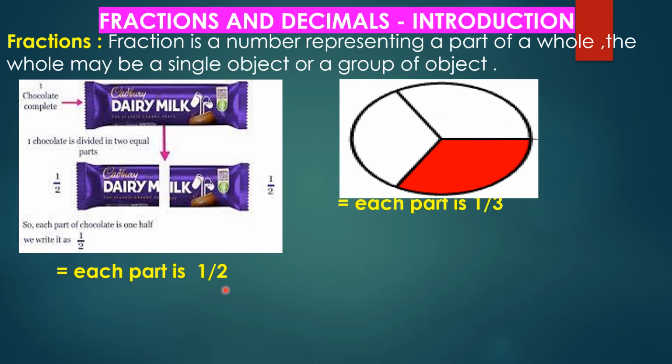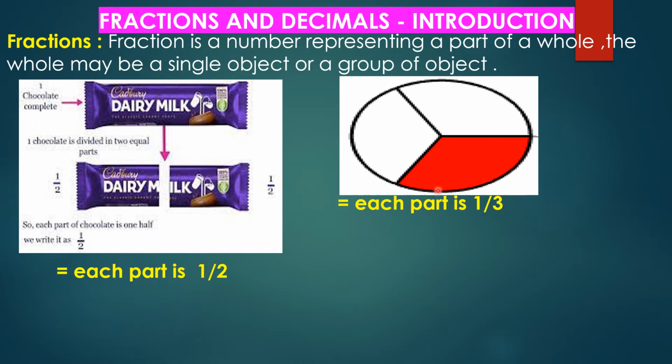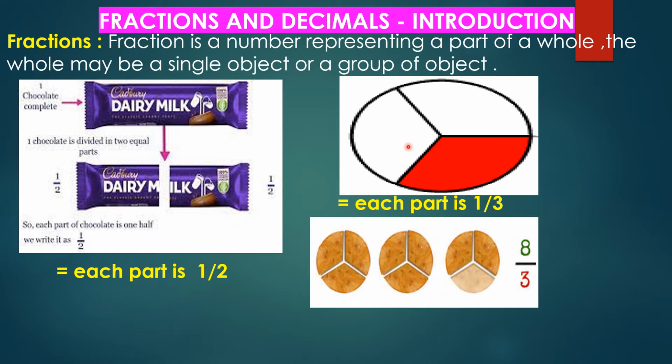So now let us have one more example. Here we have a single object, that is a circle, and the circle is divided into how many parts? 3 equal parts. So here each part will become 1 by 3. This is 1 by 3 and this is 1 by 3. Therefore each part is 1 by 3, and 1 by 3 is nothing but a fraction.